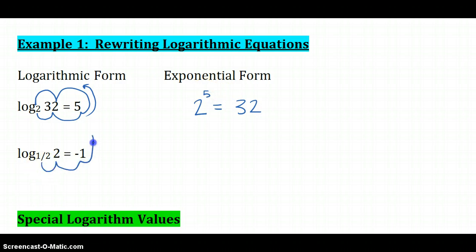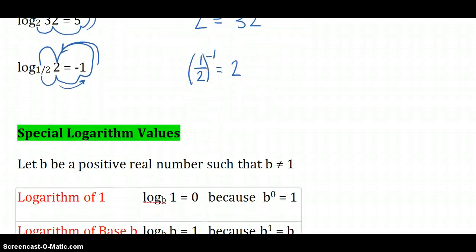Here we do the same thing. Make your little loop, little frog face. If you don't think it looks like a frog, too bad. Just pretend it looks like a frog. Move your half up to where the 2 was. Your 2 goes on the other side of the equal sign. And your -1 moves to the exponent. And if you have a fraction, make sure that fraction stays in parentheses because this whole thing is to the -1 power. That's all you have to do for those.